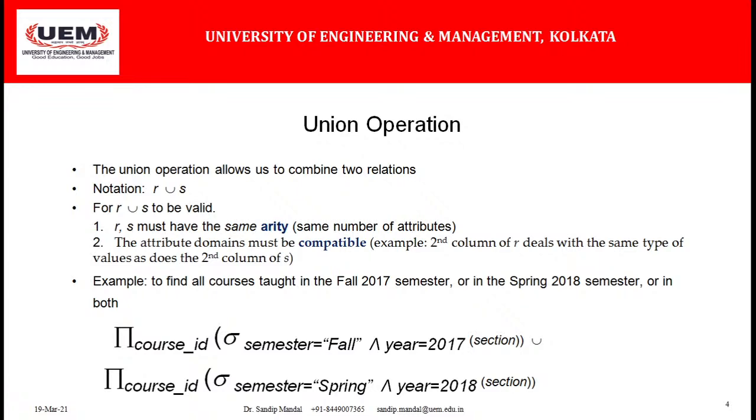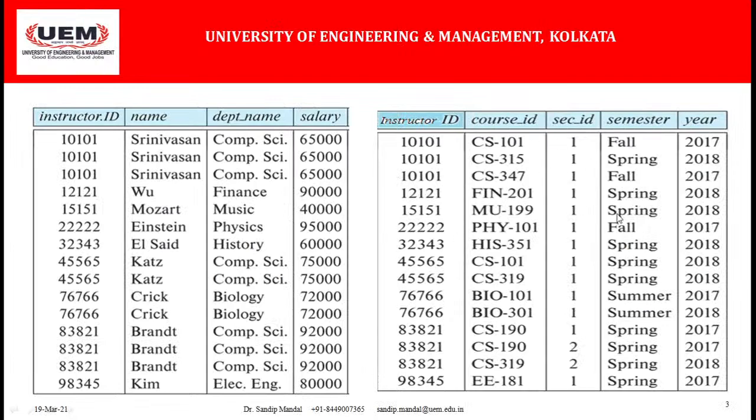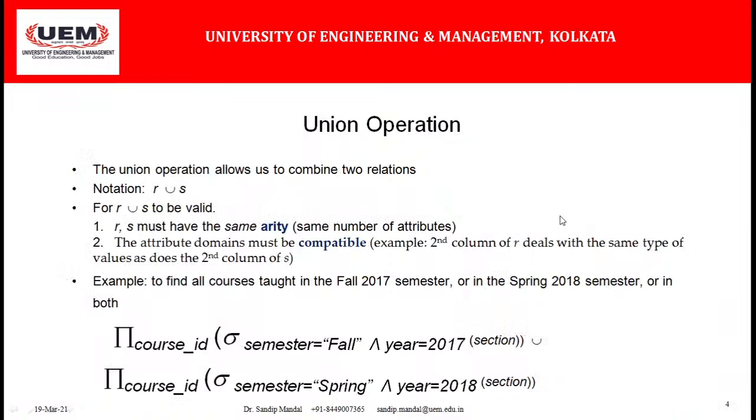So we are focusing on the right hand side table only. From the right hand side table, if we say that one instance is R and another instance is S, now find all the courses, not the whole tuple, find only the course information. Find all the courses that are taught in the fall 2017 semester, or in the spring 2018 semester, or in both.